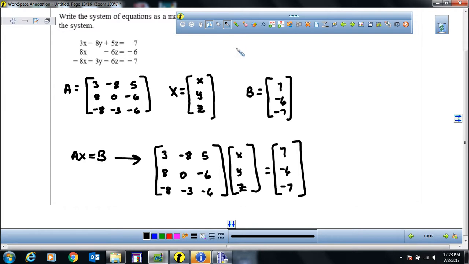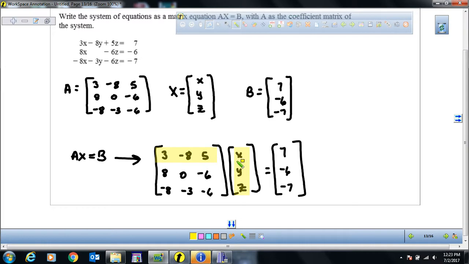Because as you remember, we worked on the following. When you multiply two matrices, you multiply the row times the column. So remember, if I multiply the first row times the first column, that's going to give me my first equation that you see right here. 3 times X is 3X, -8 times Y is -8Y, and 5 times Z is 5Z, and that equals the -7 that you see on the other side.